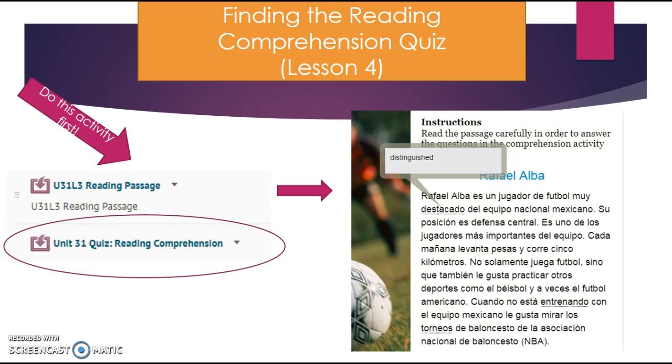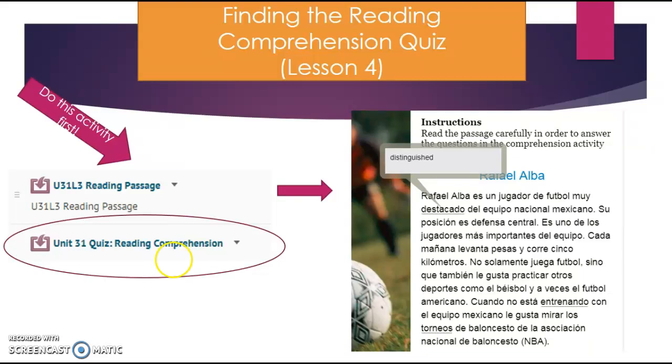It is in Lesson 4, and you'll see, just like all the other ones, that there is a reading passage right before the quiz. Make sure that you click on that reading passage because it's the same passage as the reading quiz, except the passage gives you some definitions of words you don't know where the actual quiz does not.